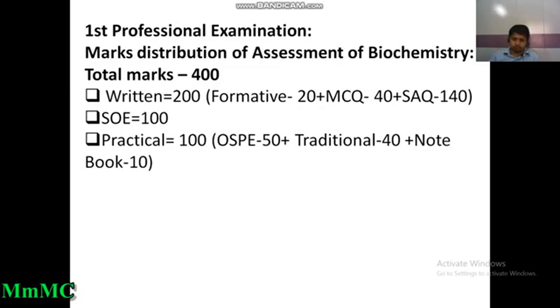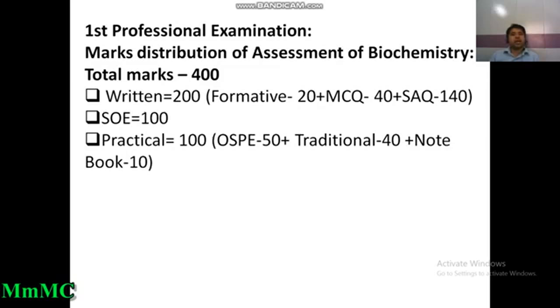Nutritional assessment and prevention of nutritional disorder. Basic concepts of nutrients: define food, define diet, what is a balanced diet, what are the factors we consider for preparing a balanced diet.